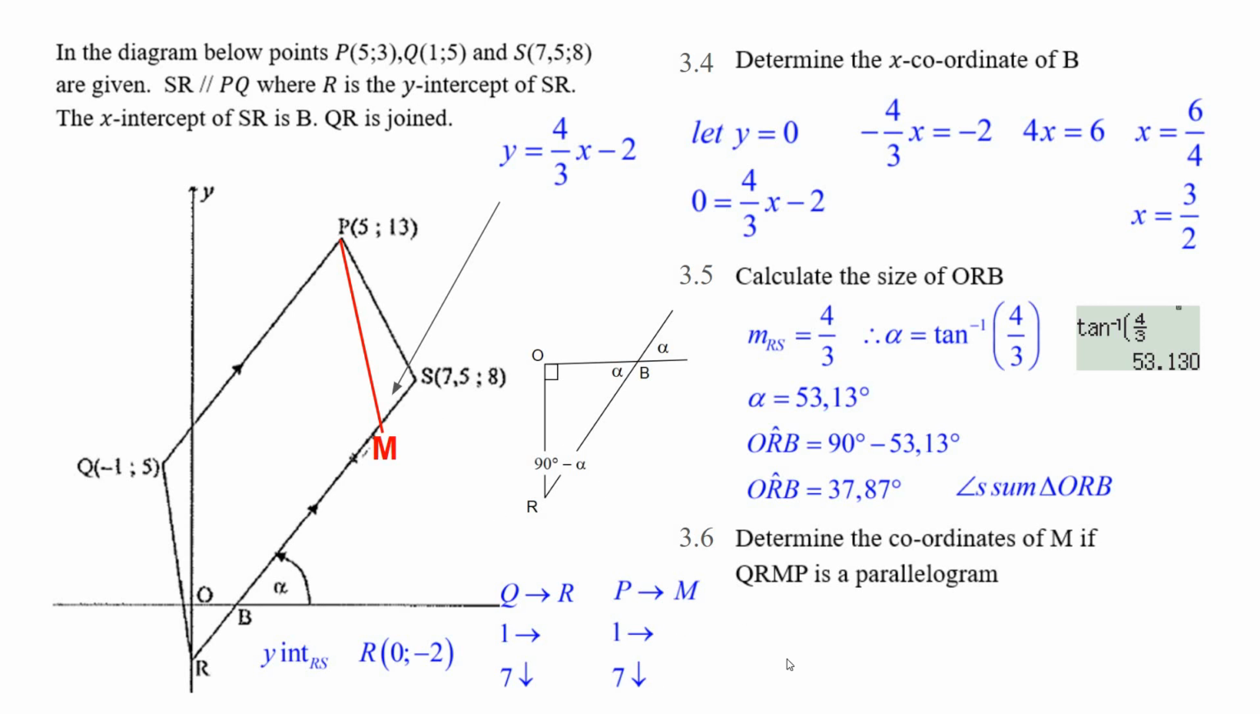Well, 1 to the right would give me 6, and 7 down from 13 would also give me 6. 13 minus 7 is 6. So it feels to me then M must be 6 and 6. So whatever change happened with Q, I make the same change with P, and that would create a parallelogram. It would make these lines parallel with the same gradient and exactly the same length as well. And there you go.